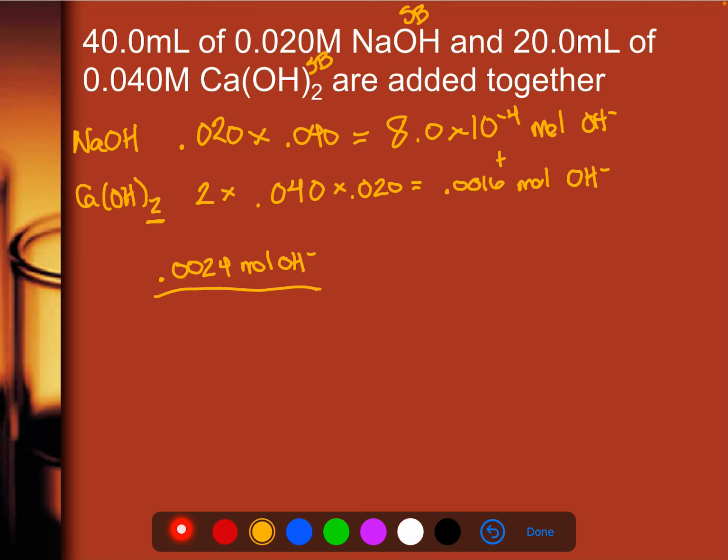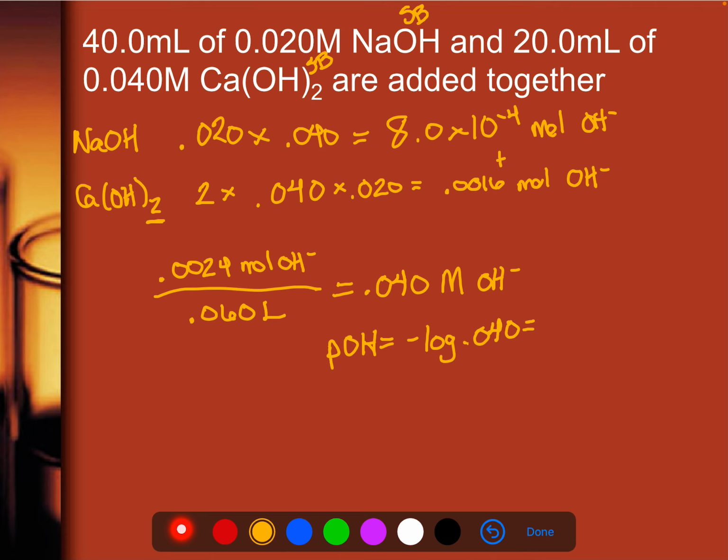We said to get the concentration, we divide by the total volume, which is 40 milliliters plus 20 milliliters, so 60 milliliters. So that is a molarity of 0.040 molar hydroxide. And if we're looking for pH, since we have hydroxide, we can use that to find pOH by doing the negative log of 0.040.